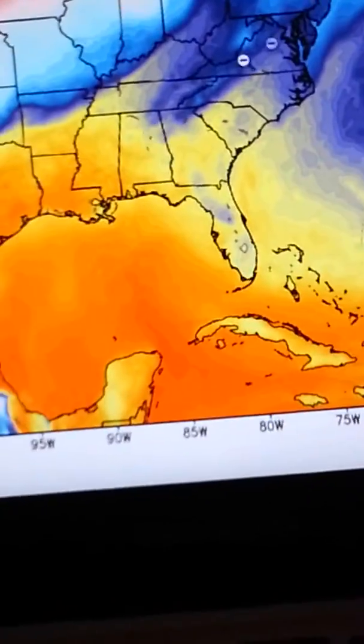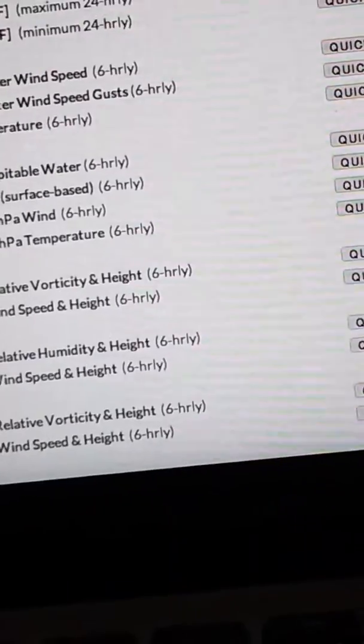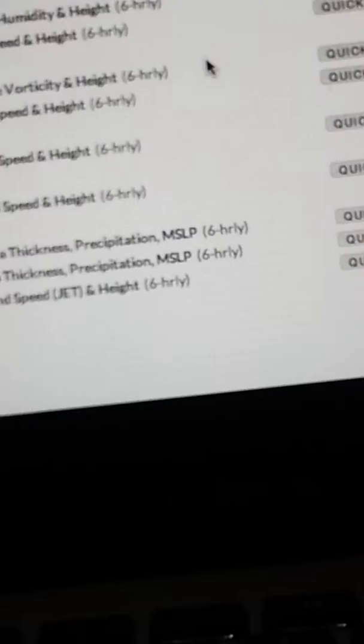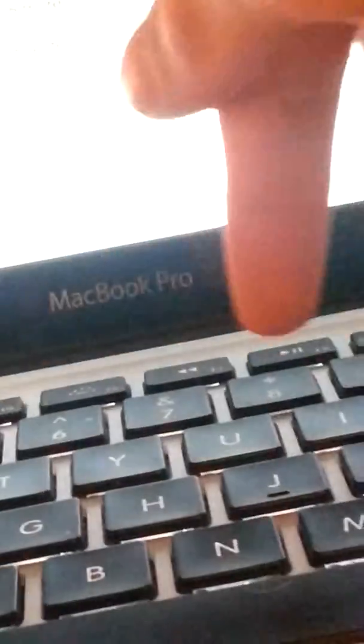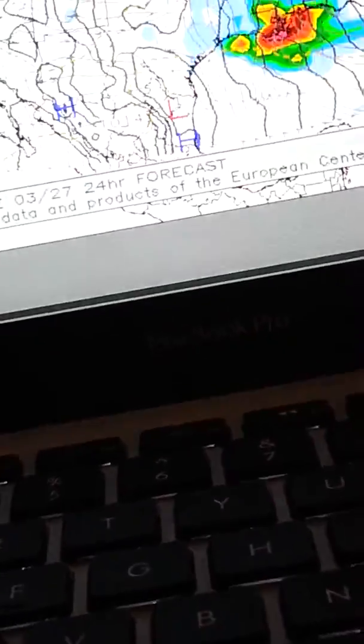Alright, now the last thing that I want to look at, I wonder if they have it on here. I don't think they have it on Weather Bell. I think I have to go to my other source here to get it. Alright, here we go.